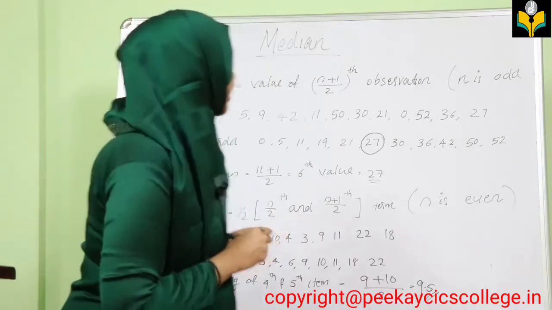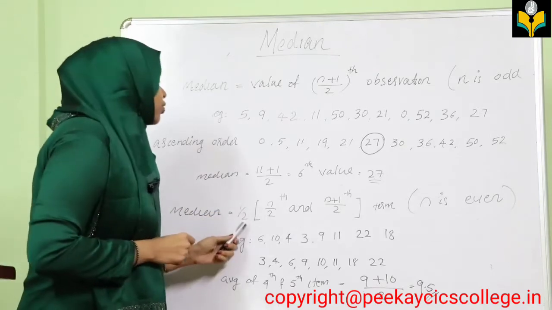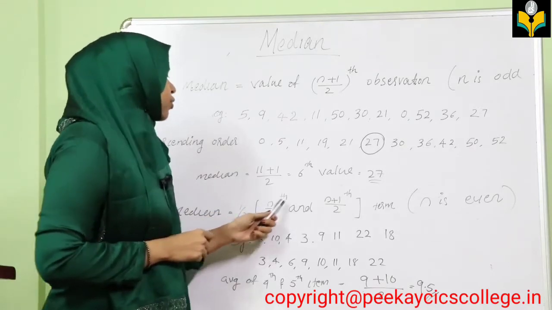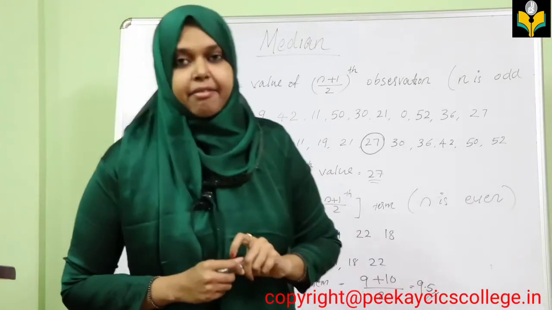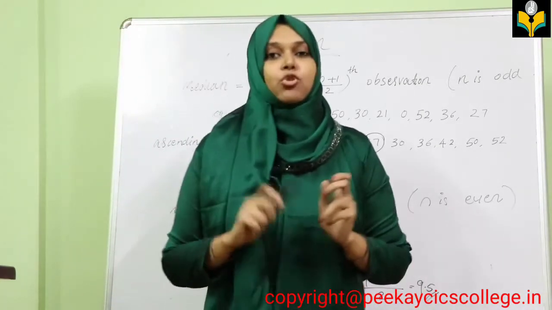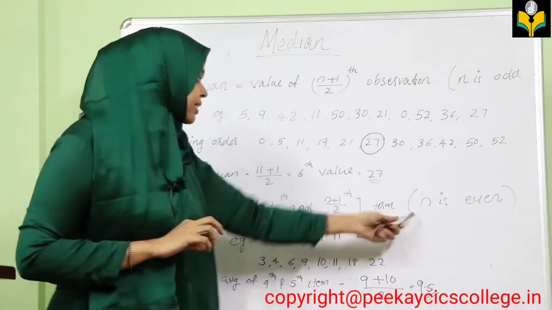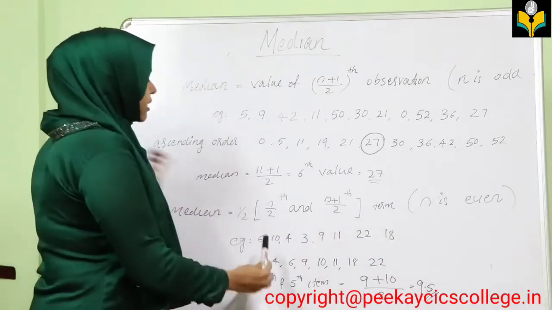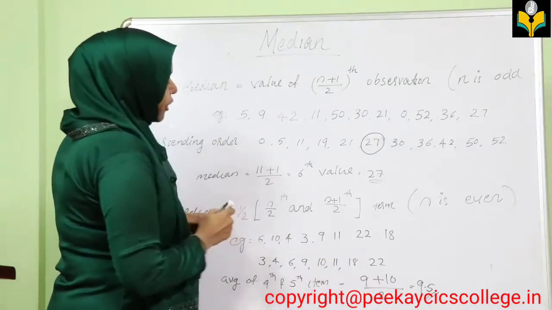When we have an even number of data, the formula is 1 by 2 of the n by 2th and the (n plus 2) by 2th observation. That is, when you have an even number of data, you have two midpoints, right? If you have, say, n is 8, then what is the midpoint of this data? These two become the midpoints of the data.